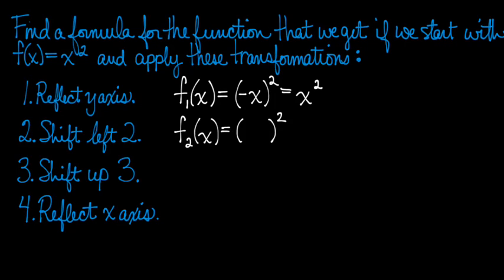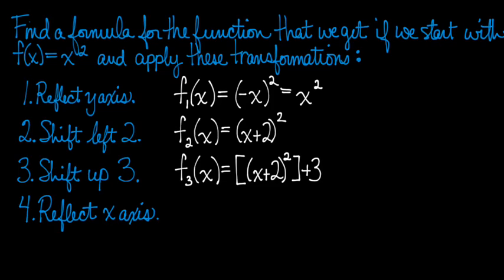Next I want to shift to the left 2. I take this formula right here, delete the letter x, put empty parentheses down, and inside of that space I put x plus 2. So I have x plus 2 quantity squared. Next I want to shift up 3, and so I'm just going to take the entire formula from f sub 2, put brackets around it, and then tack that plus 3 on at the end, because shifting up 3 means altering the y's, which means you have to follow this second procedure.